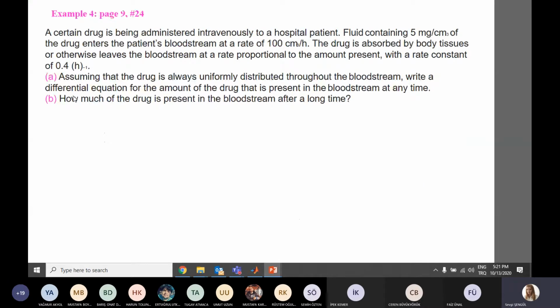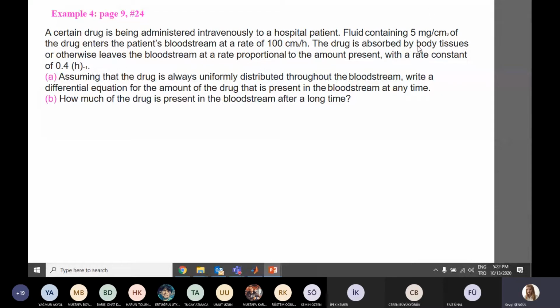So let's check another example. A certain drug is being administered intravenously to a hospital patient. So they are giving a drug to a patient. And this drug, it's a fluid, containing 5 milligram per centimeter cube of the drug, enters the patient's bloodstream at a rate of 100 centimeter cube per hour. So the rate of entering is amount times the rate, 5 times 100, 500 milligram per hour, right? This is going inside.